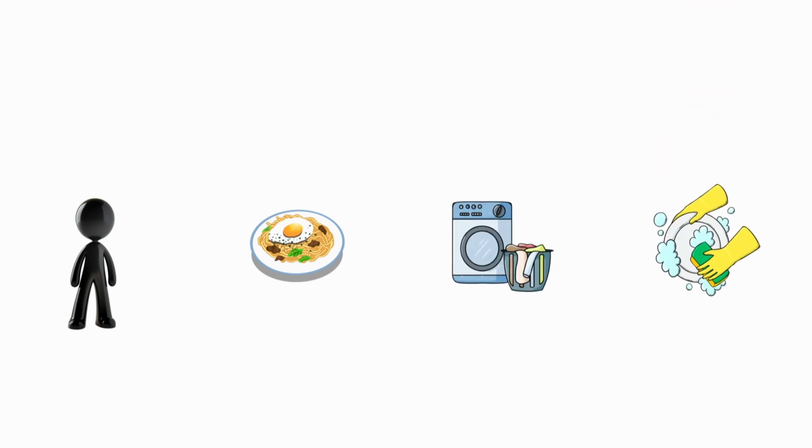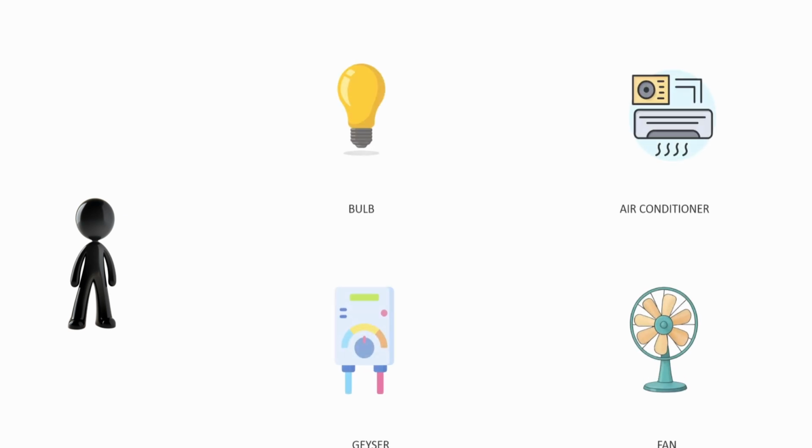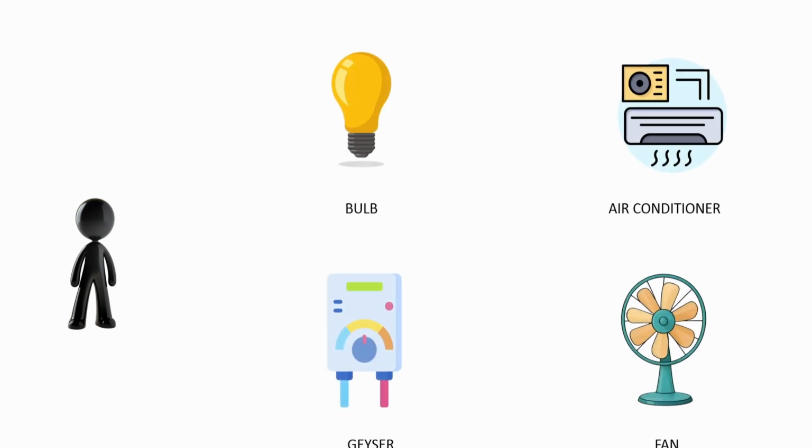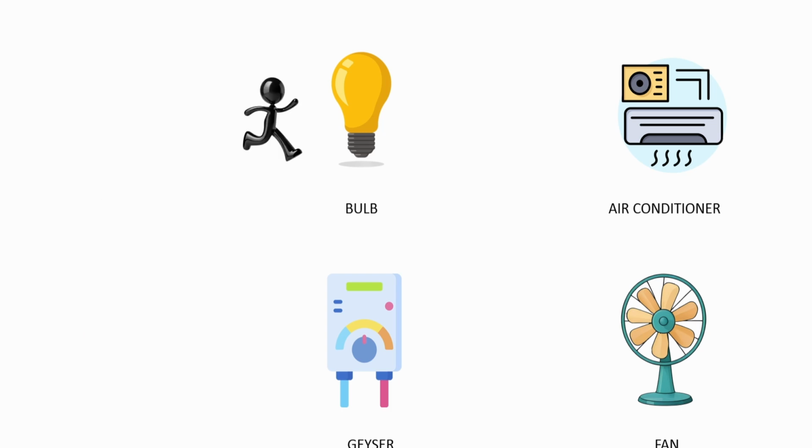Suppose you are home alone and you have to work on some house chores such as cooking, laundry, or maybe washing dishes. And since you are alone, you have to manage all the house appliances all by yourself, such as electric bulb, air conditioner, water heater, or electric fan. Whenever you need some light, you go to the electric bulb and switch it on. And if you need to set the room temperature, you go to air conditioner and set the temperature according to your need. Similarly with fan, and similarly if you want to set the water temperature, you go to geyser and set the water temperature according to your need.